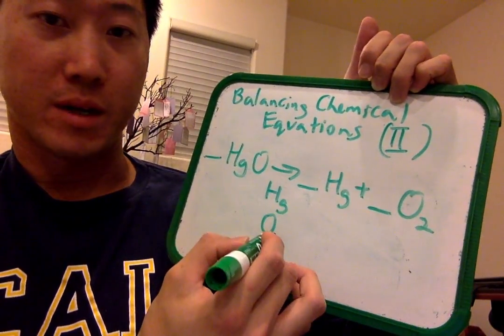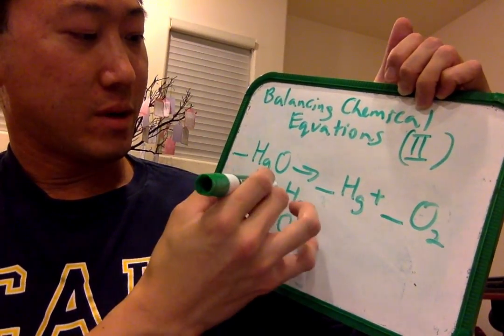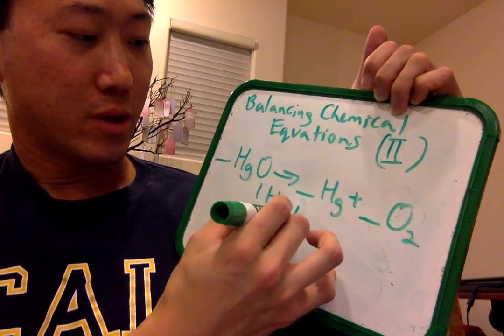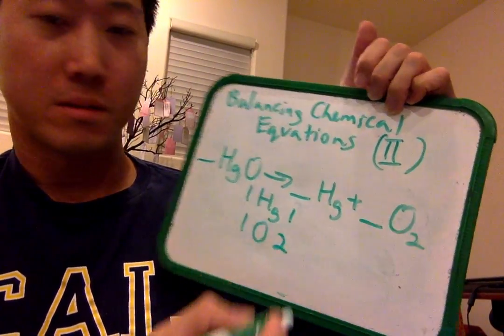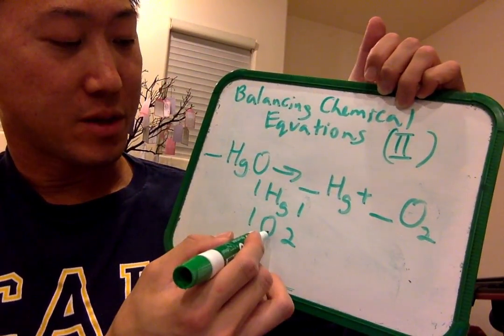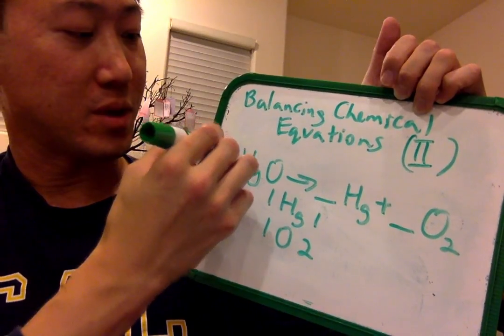So mercury and oxygen. How many on the left? 1 mercury, 1 oxygen, that's pretty simple. On the right, 1 mercury and 2 oxygens. Okay, so again, we're unbalanced, so we need to change the number of oxygens on the left. We've got to increase that, so we can put 2 here.